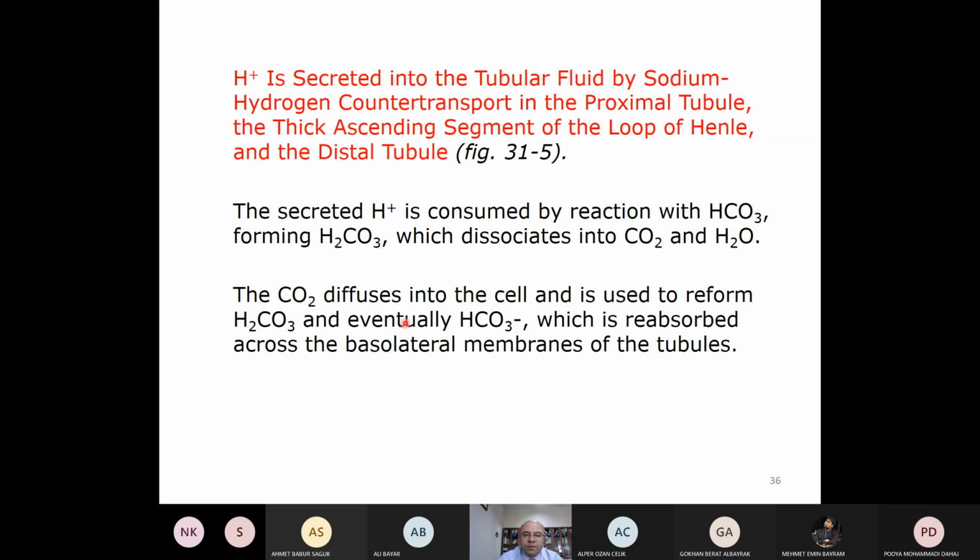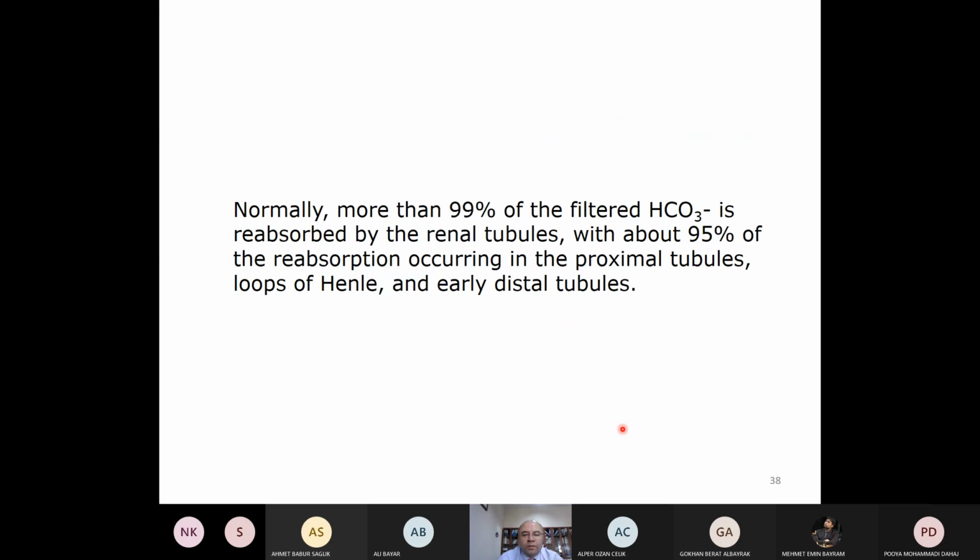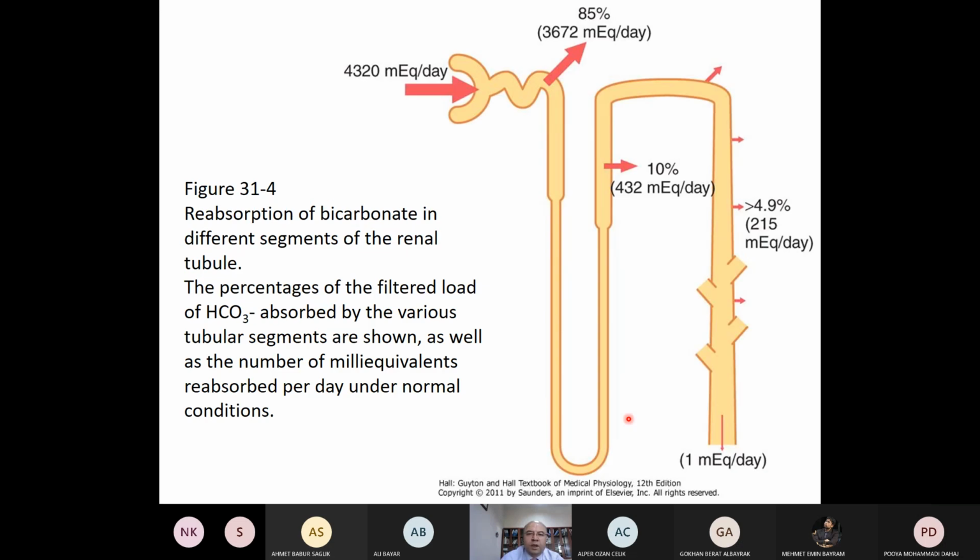carbon dioxide and water. Carbon dioxide diffuses into the cell and is used to form carbonic acid, and eventually carbonic acid will form bicarbonate, which is reabsorbed across basolateral membranes of the tubules, as you see here. Normally, more than 99% of the filtered bicarbonate is reabsorbed by the renal tubules, with about 95% of the reabsorption occurring in the proximal tubules, loops of Henle, and early distal tubules.